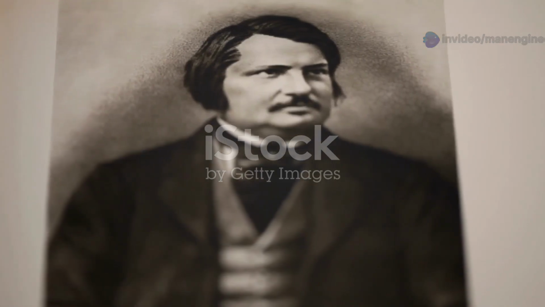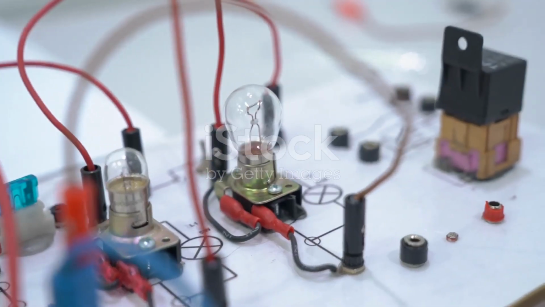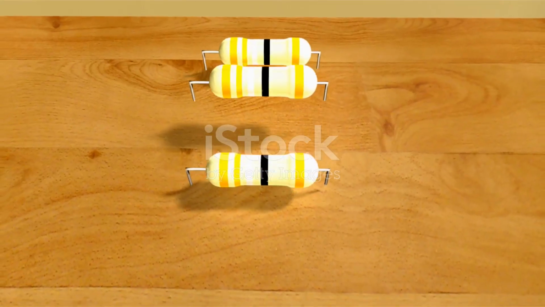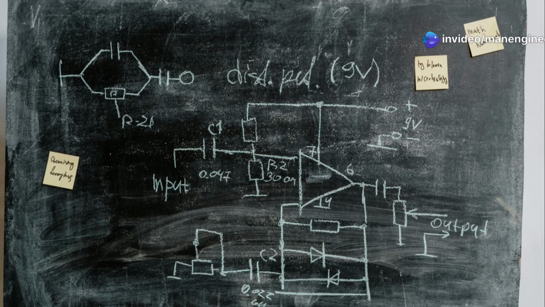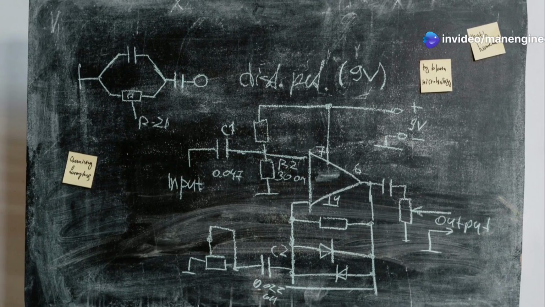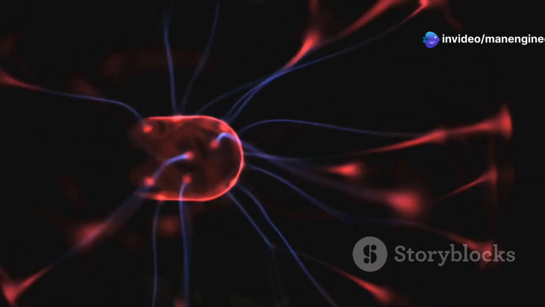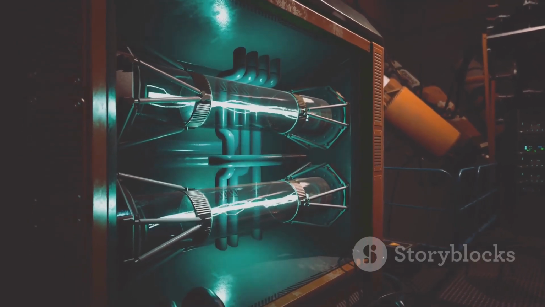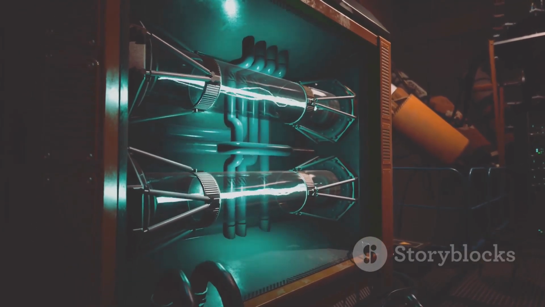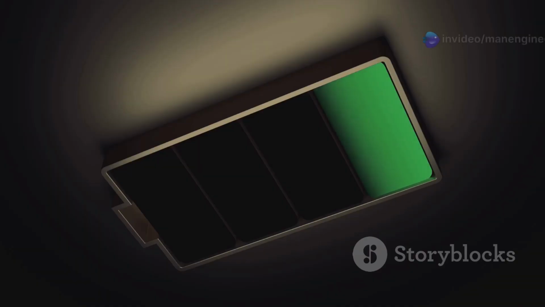Another giant of circuit theory is Gustav Kirchhoff. He gave us two crucial laws. The first is Kirchhoff's current law, or KCL. This law is all about the conservation of charge. It states that at any junction point in a circuit, any node, the total amount of current flowing into that point must exactly equal the total amount of current flowing out of that point. No charge is lost. None is magically created there.